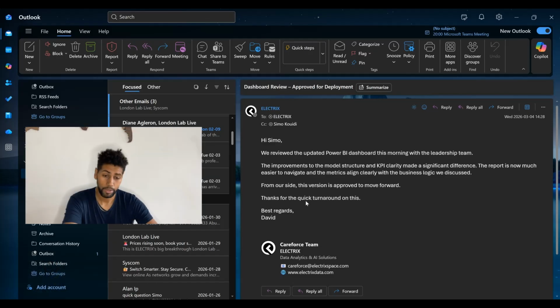And at the end of the day, we got it approved. We got our dashboard approved by management. And what I want to say is that unfixable dashboards are usually just undocumented models. Expose the architecture, and nothing is unfixable.